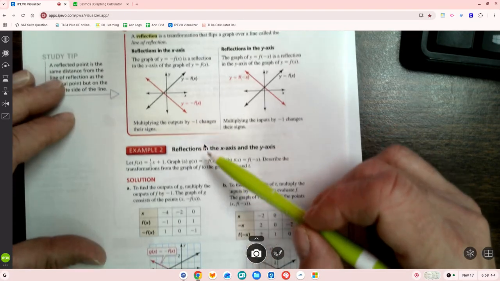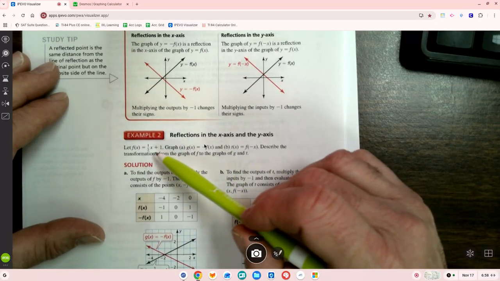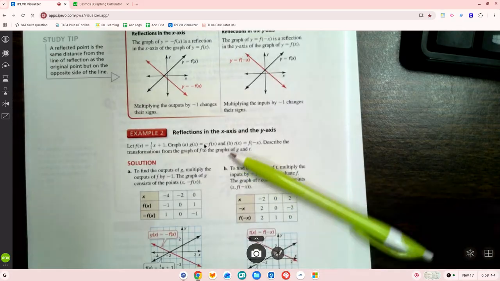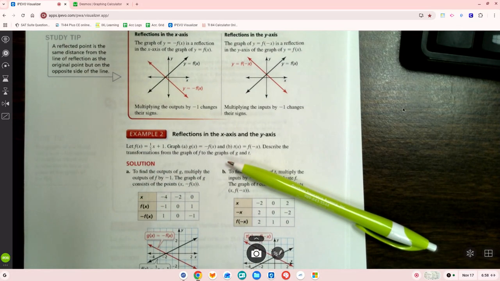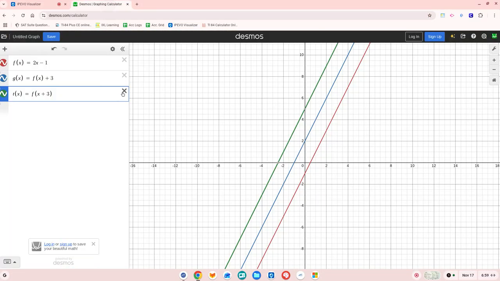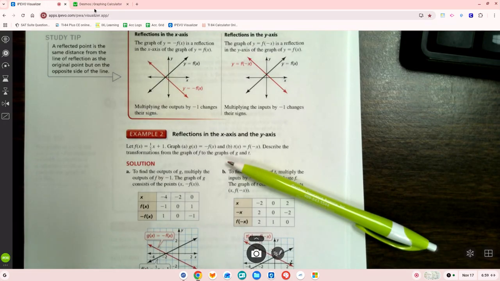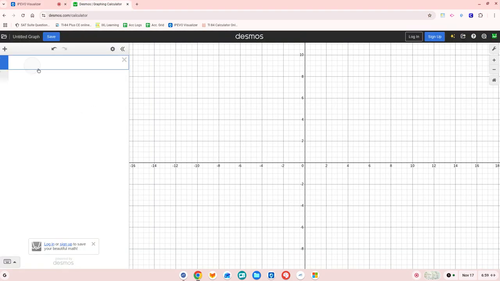Okay, so let's try it with this here. So let's just type this in and see what happens. So I'm going to say that f of x is half x plus 1. So let's go back to Desmos and type that in, and let me get these out of here. We're going to start from scratch. So we said f of x is half x plus 1. Let me type that in.